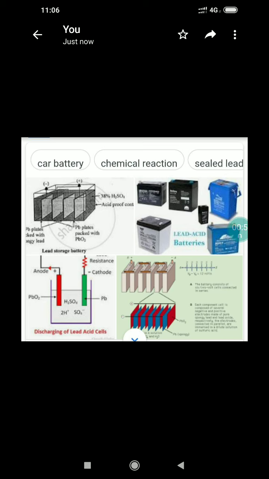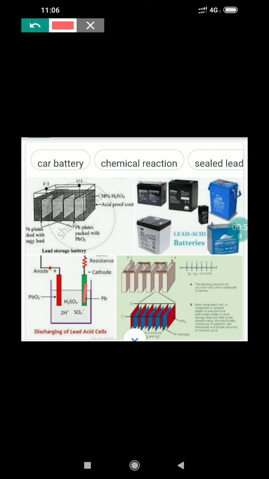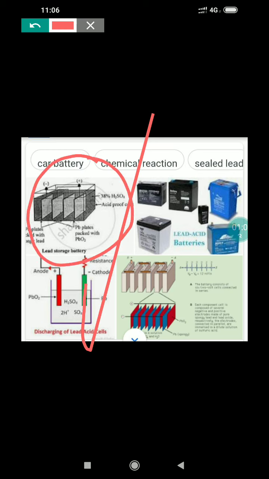So here construction and working of this lead accumulator is like this. Here one figure is there. This is a lead storage battery. A group of lead plates packed with the spongy lead serves as a negative electrode. This is anode. Another group of lead plates bearing the lead oxide PbO2 serves as a cathode.